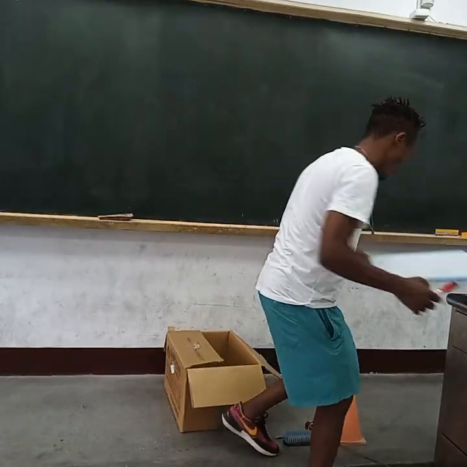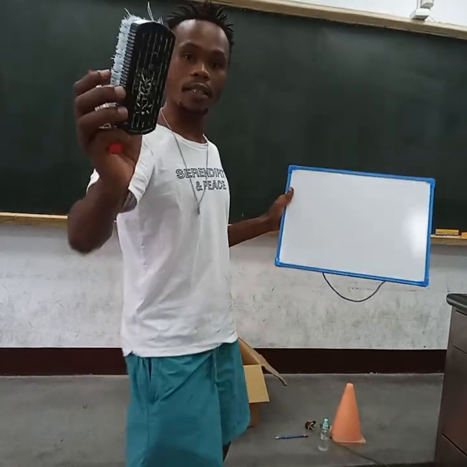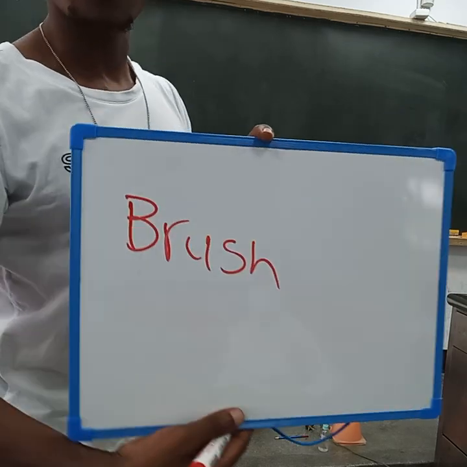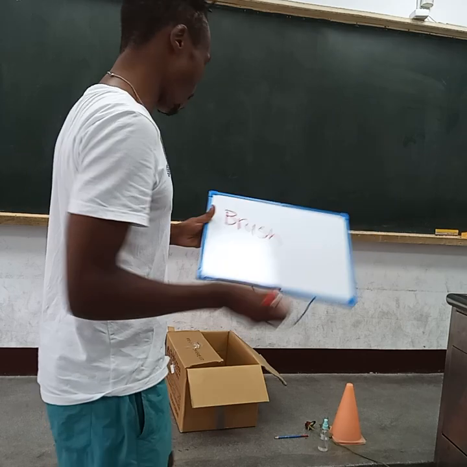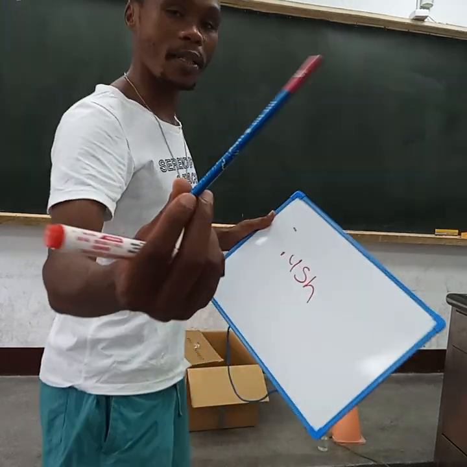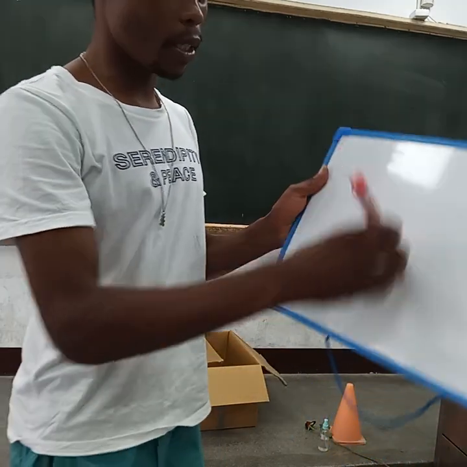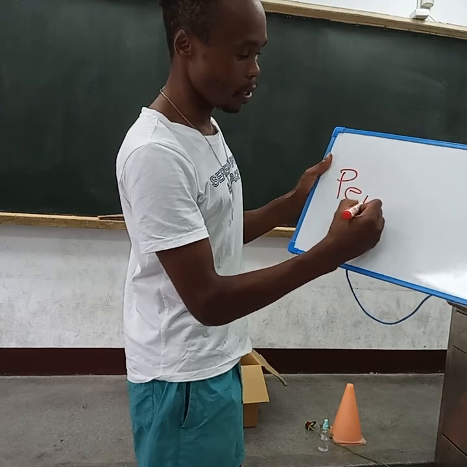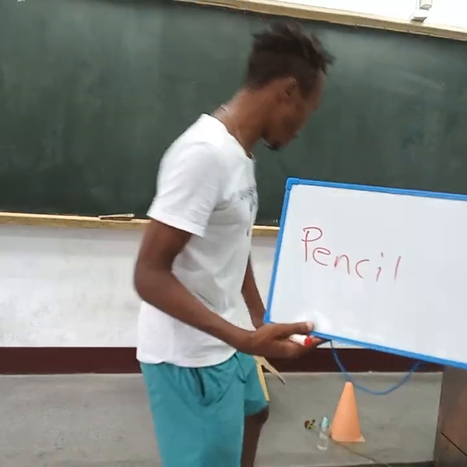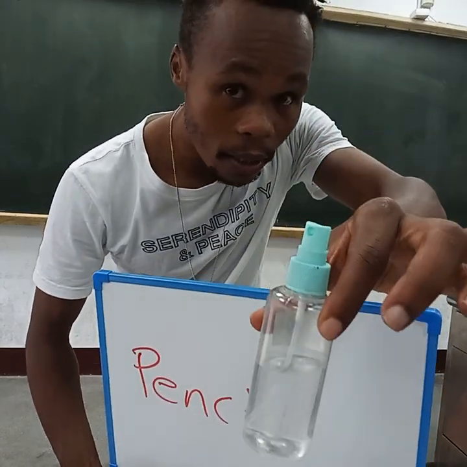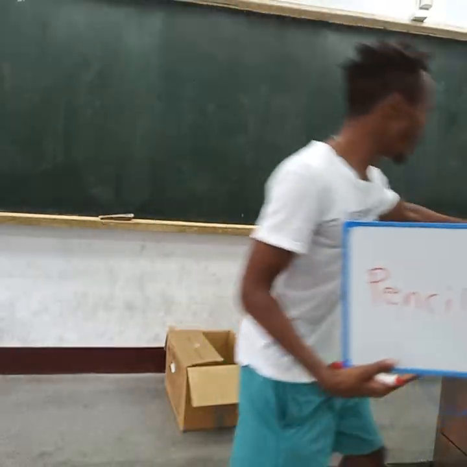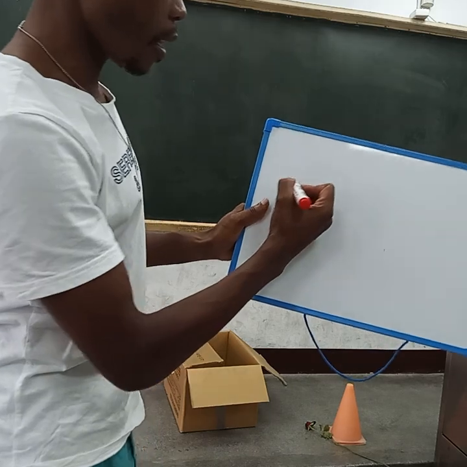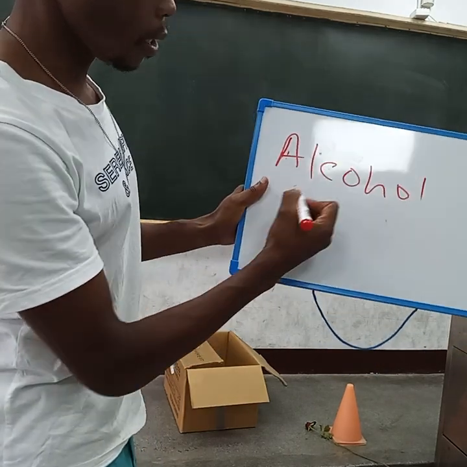All right, so cool. Let's see what we've got. The first thing we got is this one. What is this? This is a brush. We said this is a brush. Excellent. And then the second one is this one. What is this? Let's rub, erase this. This is a pencil. Very good. And then the third one is this one. What is this? Alcohol spray. Very good. So we're going to rub, erase the pencil. Okay, and then we said this is alcohol spray.